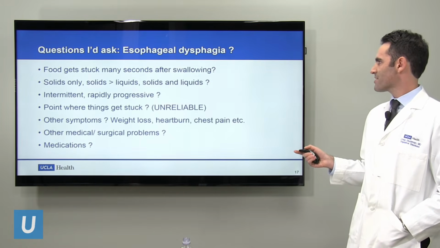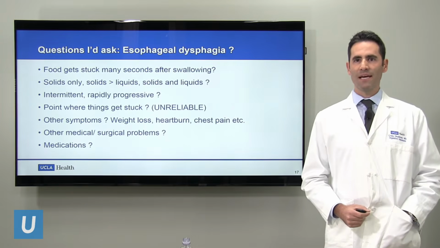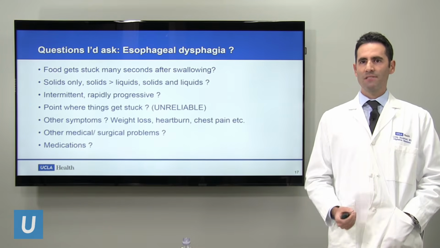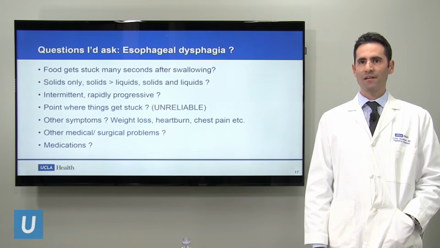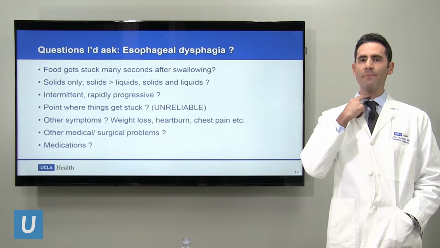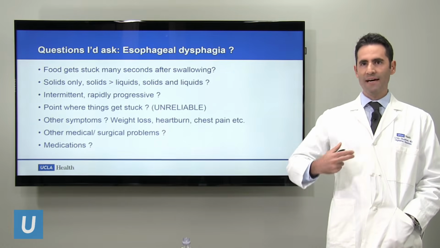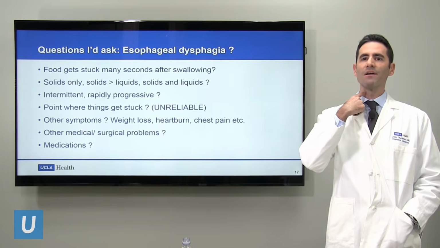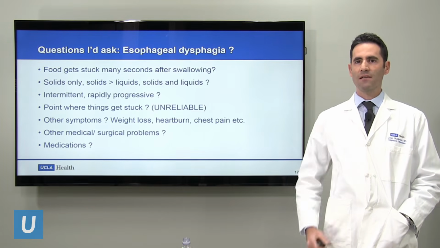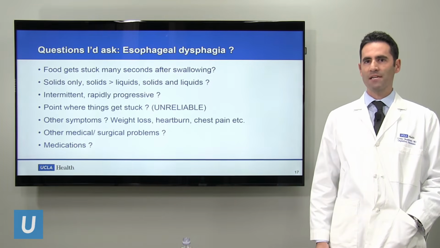I'd always ask a patient where they think the food might be getting stuck. And even though this might be unreliable, it's still important to ask. So sometimes I'll say to the patient, where do you think food gets stuck? And they'll point higher up, and meanwhile, the problem is lower down, and vice versa. They could point lower down and say the food gets stuck lower down, but oftentimes the issue is higher up. So I still always ask this question, even though it's sometimes unreliable.